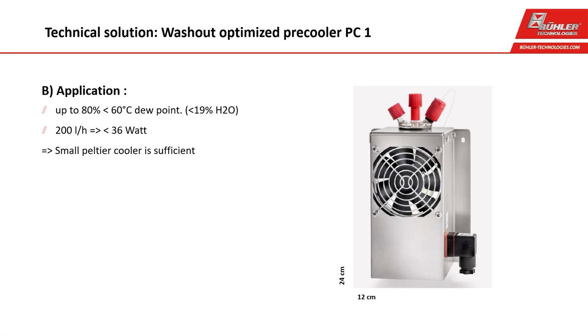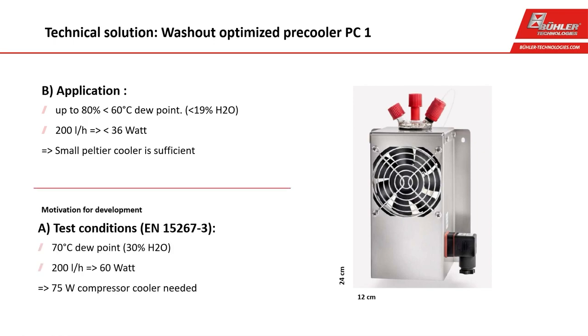Let us discuss the motivation and the measurement situation which led to the development of the PC1. In up to 80% of the application time in a typical measurement system, the inlet dew point is less than 60 degrees centigrade. This corresponds to 19% of water by volume. In case of 200 liters per hour, only 36 watts cooling power is required, which means that in up to 80% of the application time, a small Peltier cooler is adequate.